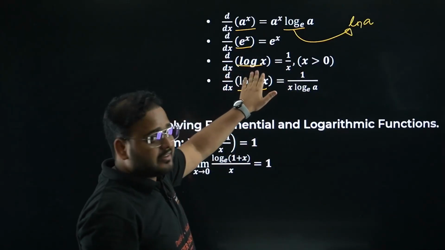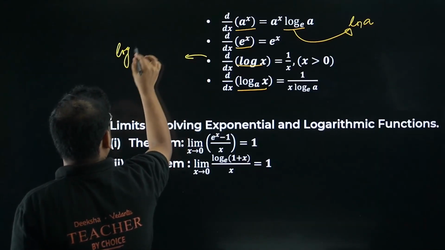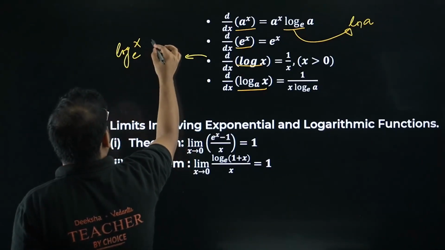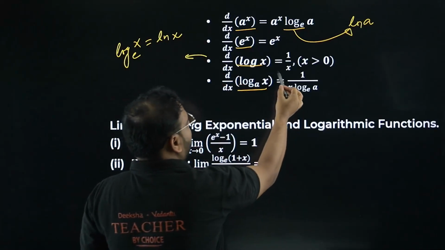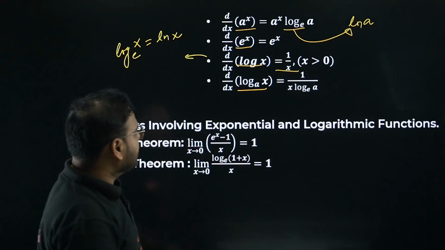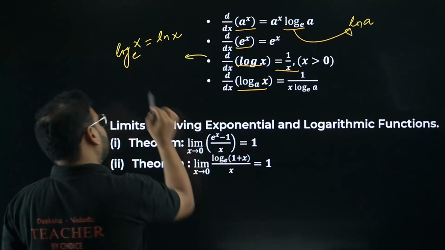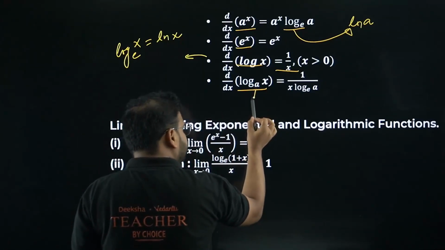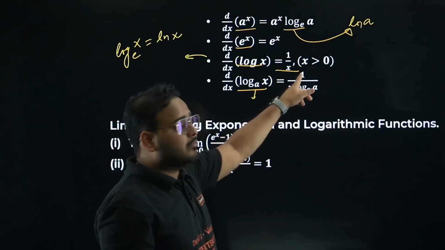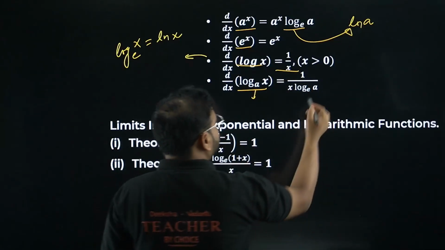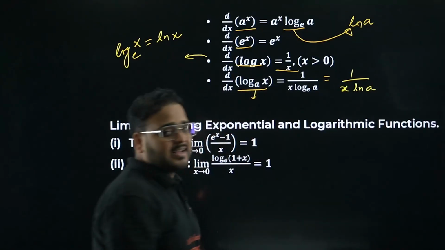When I say log x, I mean log x with the base e, also given as ln x. They are the same thing. The derivative will become simply 1 by x. If the base is not e, here the base is a, when this a value is not equal to e, then you have the formula as 1 by x ln a again.